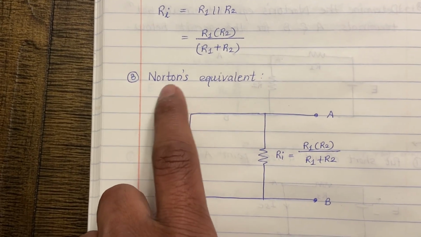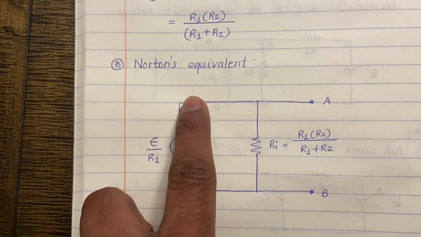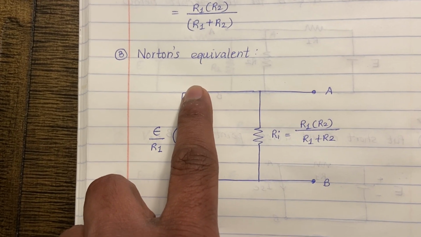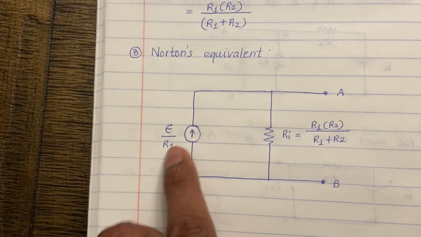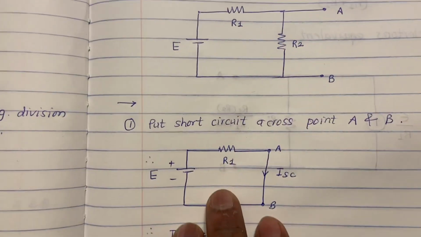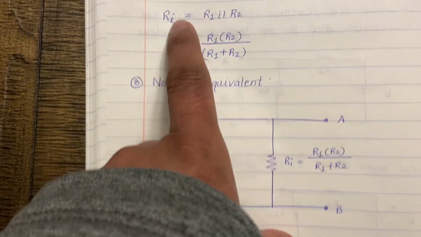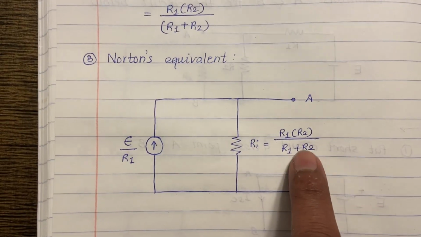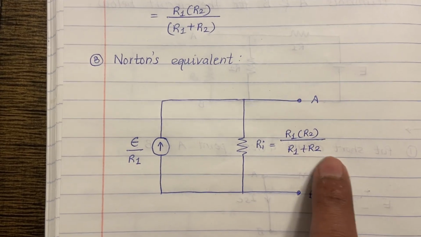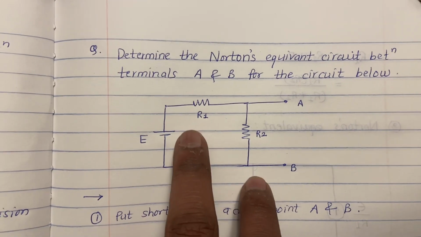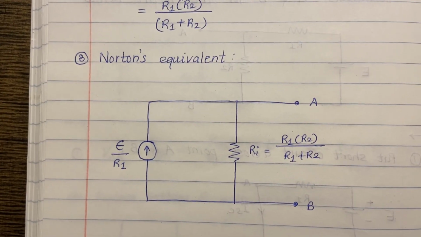So how do we draw a Norton's equivalent? Remember that Norton's equivalent always consists of a current source and a resistance. The current source value is the short circuit current we already found, which is E upon R1. The resistance is the internal resistance, R1 into R2 divided by R1 plus R2. So for this circuit, this is the Norton's equivalent.